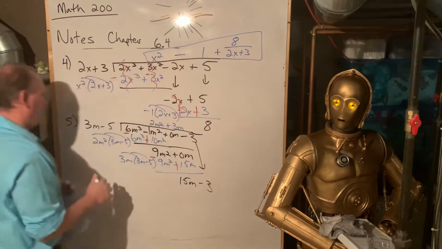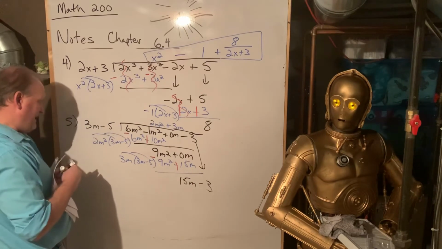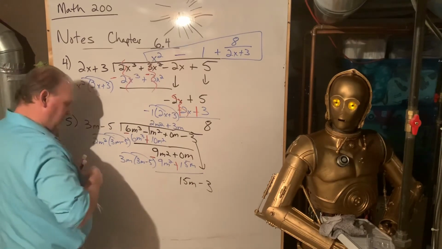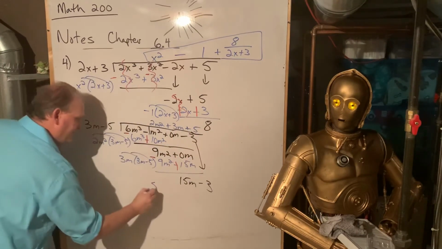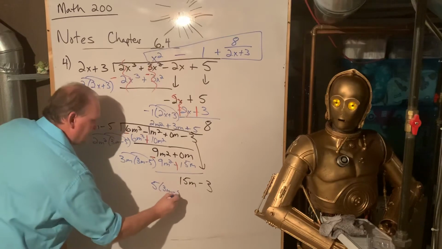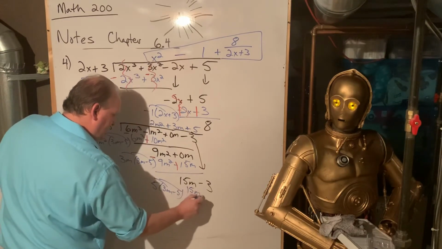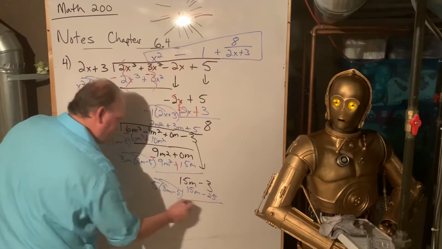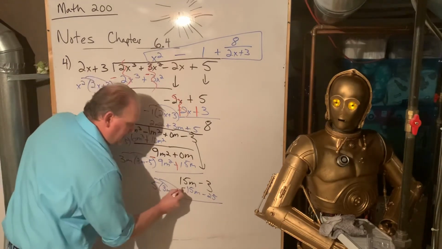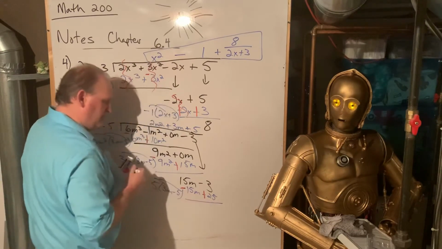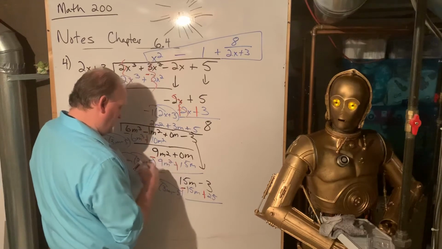15m minus 3. And now what do I multiply 3m by to make it be 15m? That would be a plus 5. So 5 times 3m minus 5 is 15m minus 25. And remember to change both of the signs. So minus there, plus there. So a negative 3 and a positive 25 is a 22.